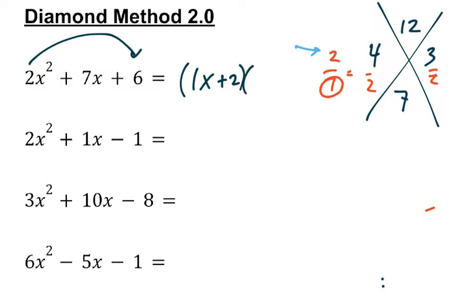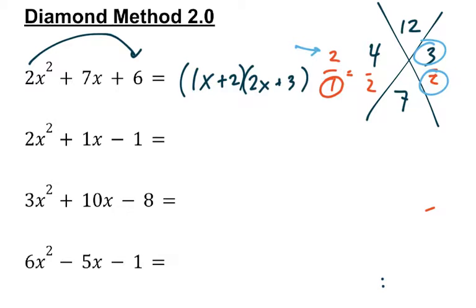And now I'm going to do the same thing for the 3 halves. Notice that my denominator is 2. So then I'm going to have 2x, and then my numerator is 3, and that's going to be plus 3. Okay? Again, diamond method is confusing. The diamond method 2.0 can be even more confusing, but everyone learns it differently. I like this method. I think it's pretty neat.